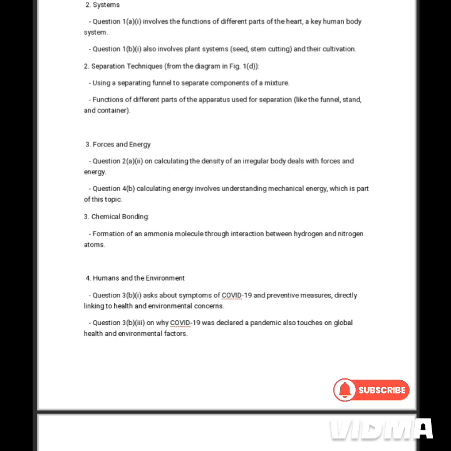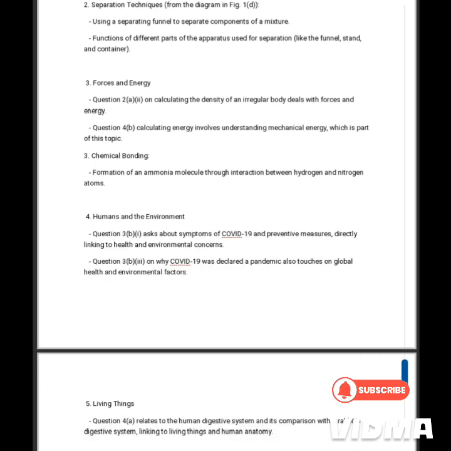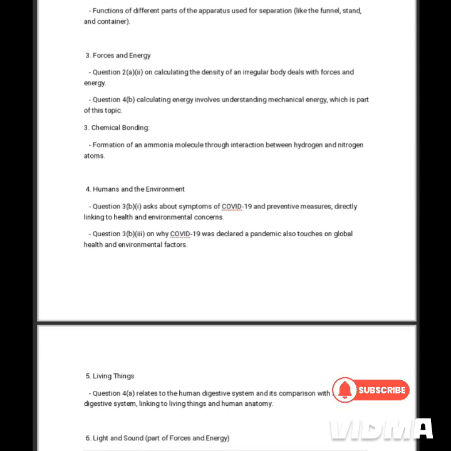5. Living things. Question 4a relates to the human digestive system and its comparison with a rabbit's digestive system, linking to living things and human anatomy. 6. Light and sound, part of forces and energy. Question 2ai asks for a diagram showing how a shadow is formed, covering light as a topic under energy.